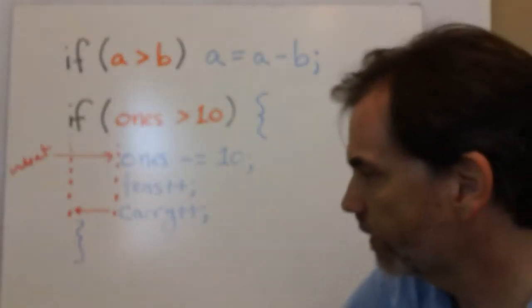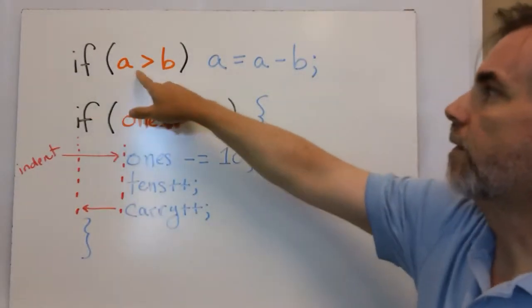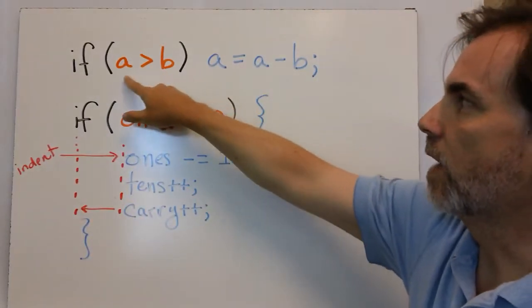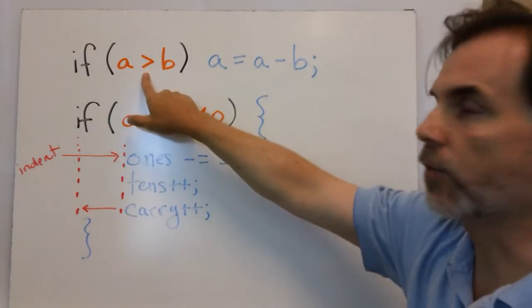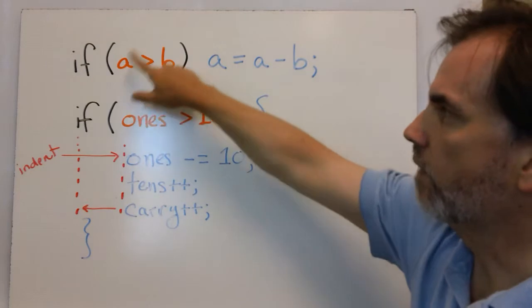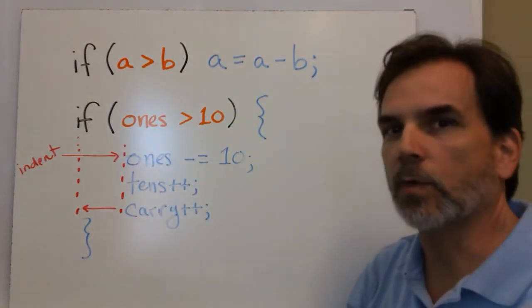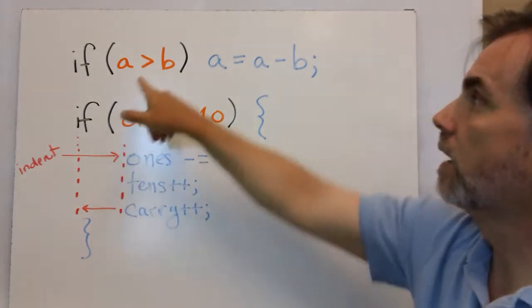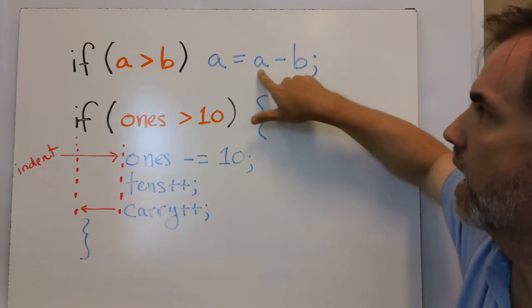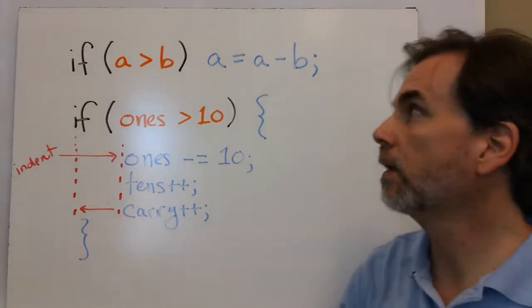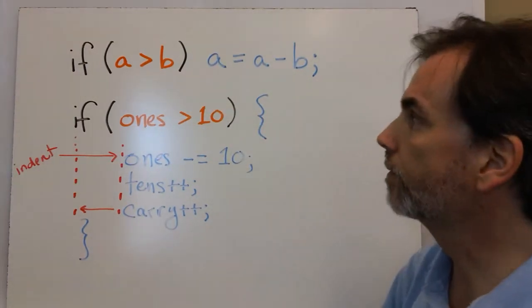A couple of examples. If A greater than B. So A greater than B is an expression. It uses the relational operator greater than. So we evaluate this expression. We load A, we load B, we compare them, and we decide whether that's true or false. If it's true, we execute this statement: subtract B from A and store the result back into A. If it's false, we don't do this and we move on to the next thing in the program.